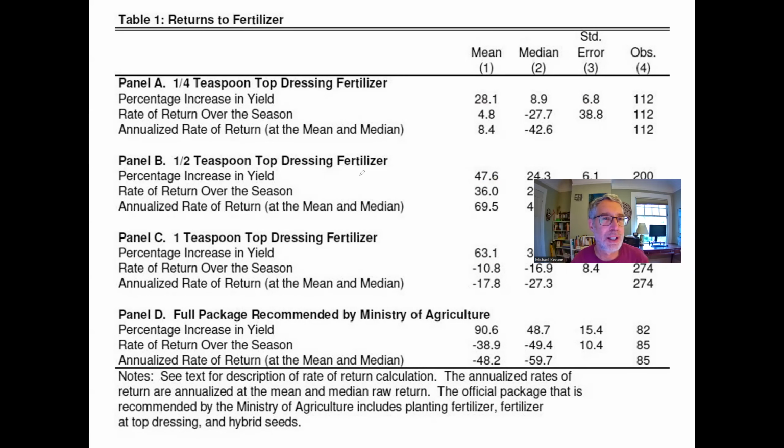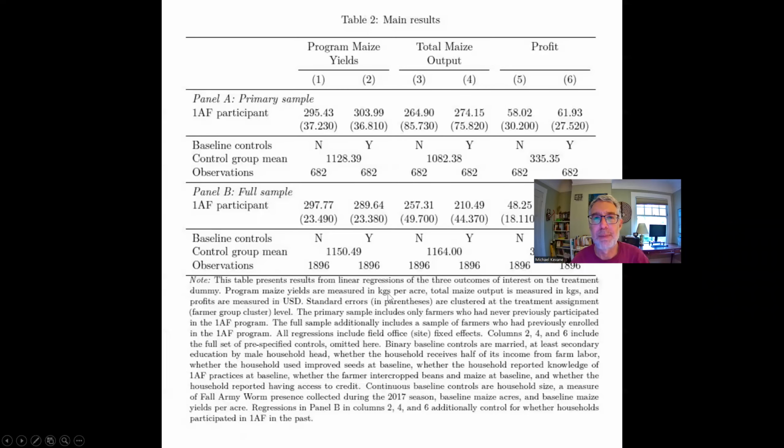We're usually interested in regression estimates of the outcomes. So here's a table. I think this could be improved. Table 2, main results. I think they could have been more descriptive about what it is that the table is describing. But in the context of the paper, we know that the coefficients here are estimating the impact of the treatment on the outcome of either program maize, total maize output, or profits in this case.